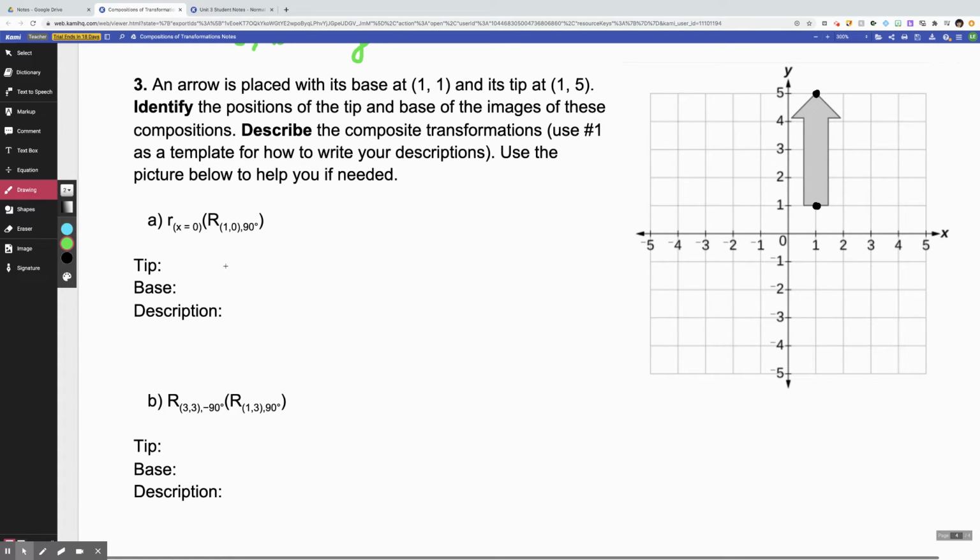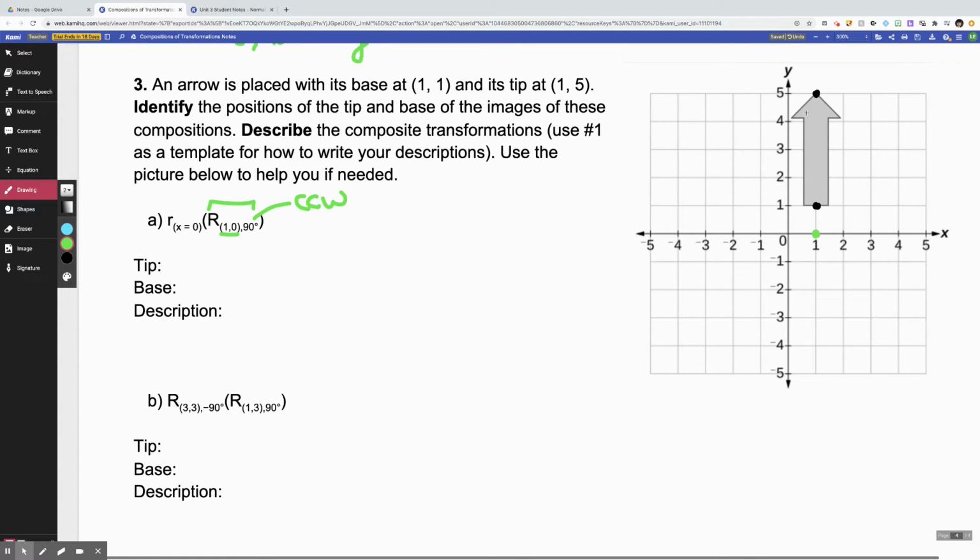Okay, so we're starting here with a rotation. Okay, and notice that we're not rotating around the origin, we're rotating around the point 1, 0. Okay, which is this point here. Nope, sorry, I put that in the wrong spot. Okay, is this point right here. Okay, and notice that I'm rotating positive 90. Okay, so positive 90 is counterclockwise.